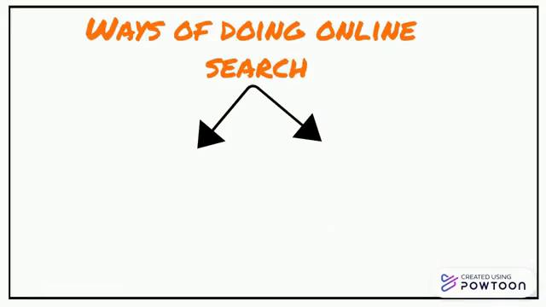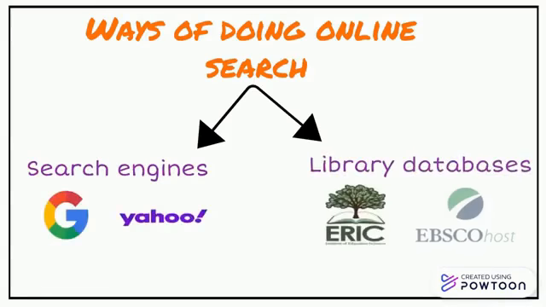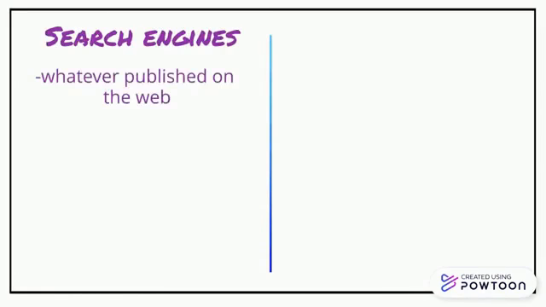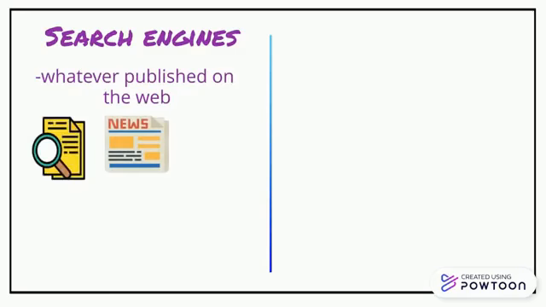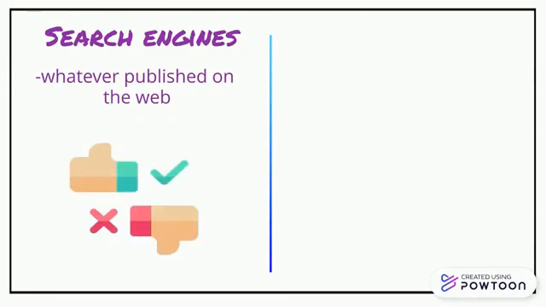There are two ways of doing online search. You can use web search engines like Google, Yahoo, or you can use library databases like ERIC Education Source. Before choosing any of these methods, let us see how different they are. Doing research using search engines searches through everything that is published on the web. It can be journal articles, newspapers, books, and organizational or personal web pages. So, not all the content is of good quality.